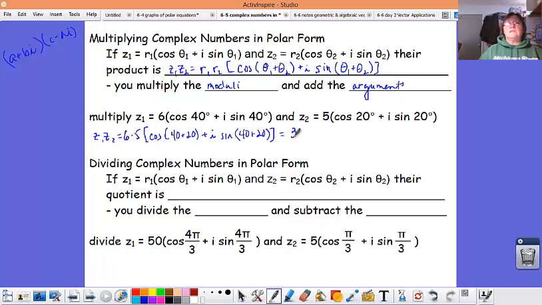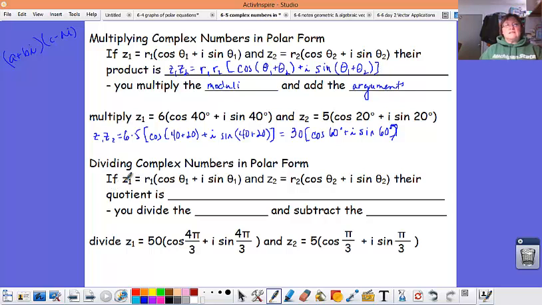It works out this way. 6 times 5 is 30, the cosine of 60 plus I times the sine of 60. And there's our product. Really much quicker than doing the box method or doing FOIL. It's true, sad but true. FOIL's fast, but this is faster. So if we can get good at this, we'll be real speedy.